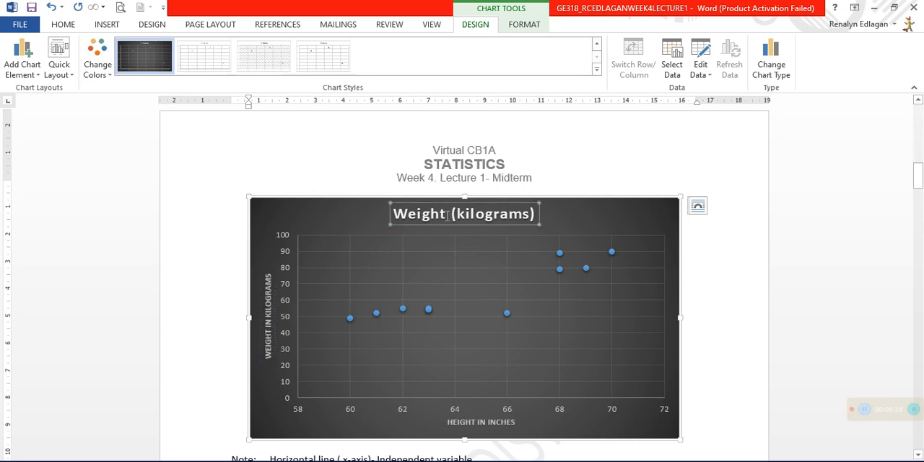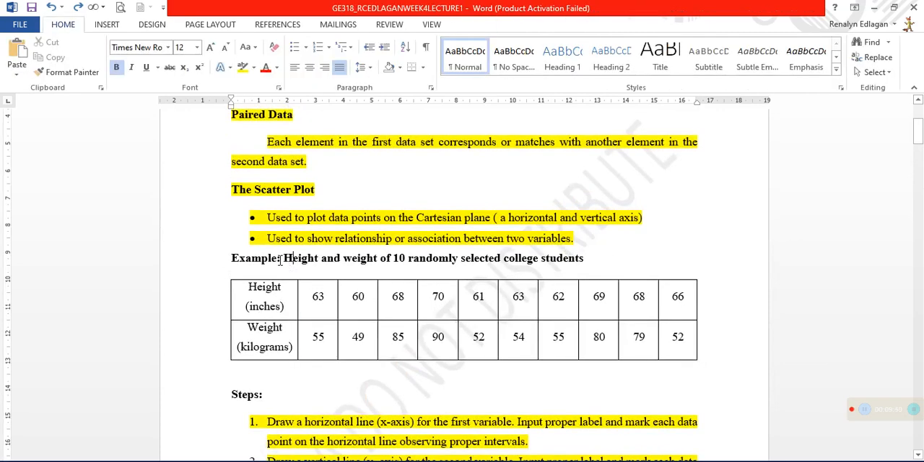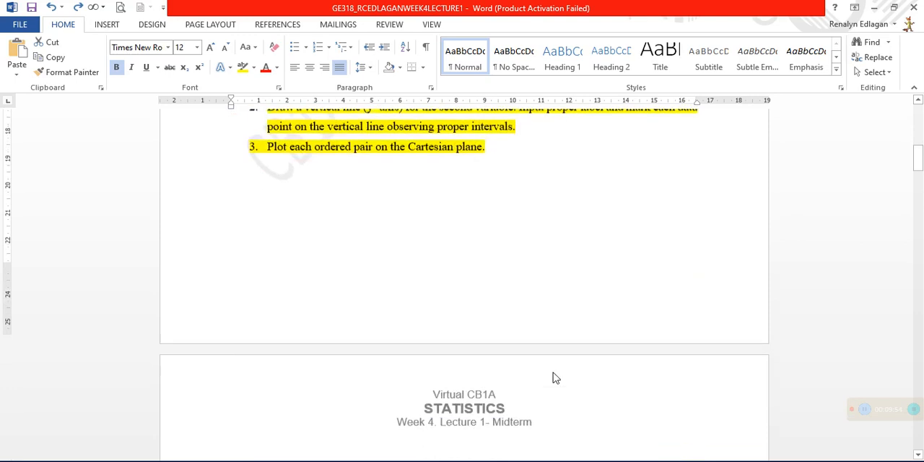And of course, ito, automatically, pag nag-generate nga pala kayo ng ganitong klase ng graph, scatter plot, ang ilalagay niyang title sa inyo, yung title nung dependent variable, which is the weight in kilograms. Kaya nakalagay dito kanina, weight kilograms. But the proper title should be this one. So, the nature of your data.